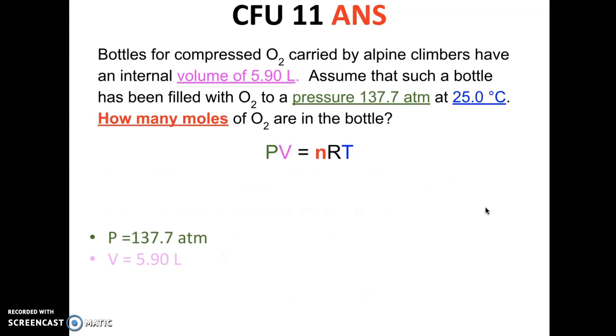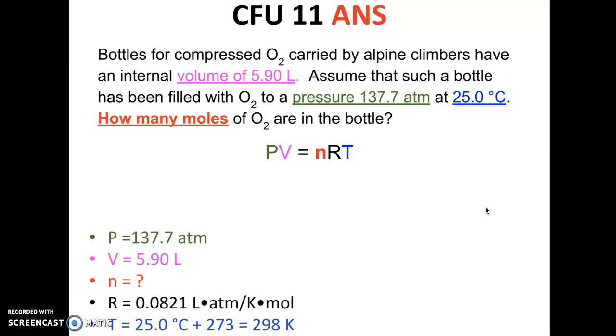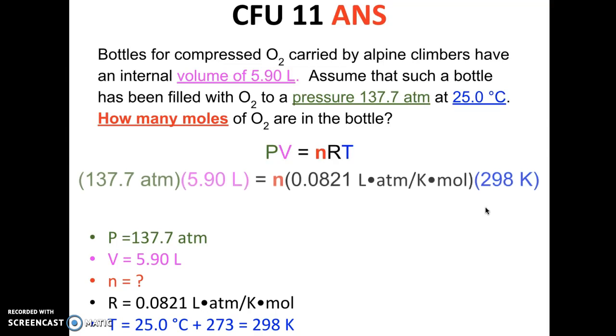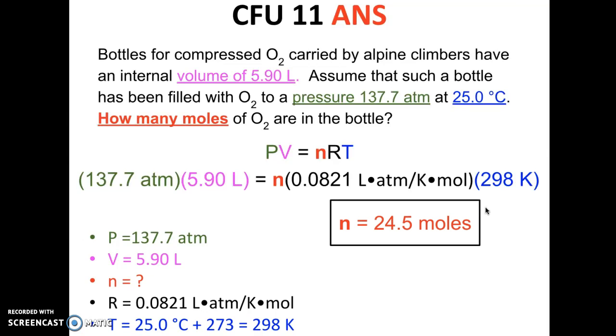Great, so here's the work. We have the pressure, we have the volume, we're looking for moles, the gas constant is there, and the temperature has to be in Kelvin, so that's the trick, to make sure you convert that to Kelvin. Go ahead and plug that into the PV equals nRT equation, and we get the moles there.